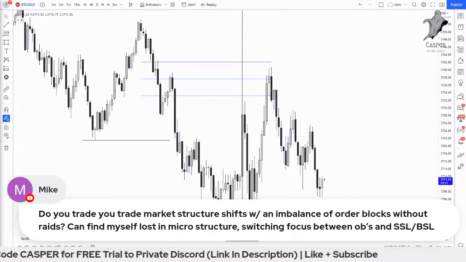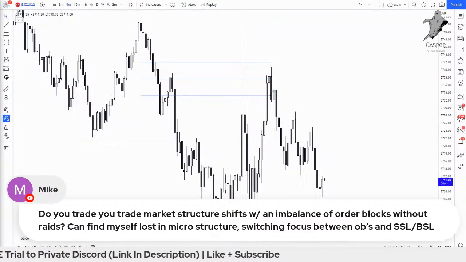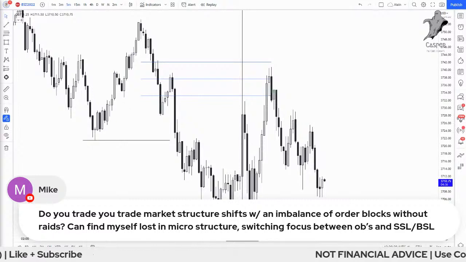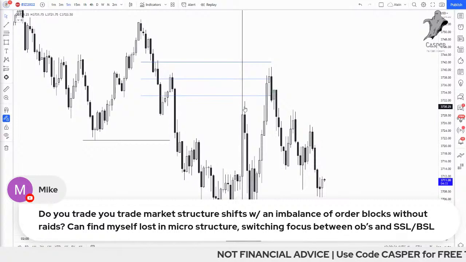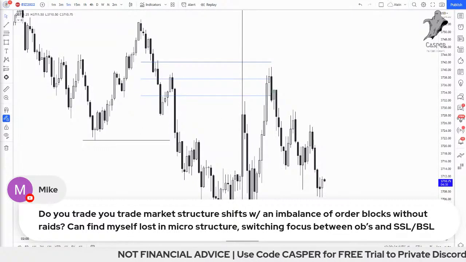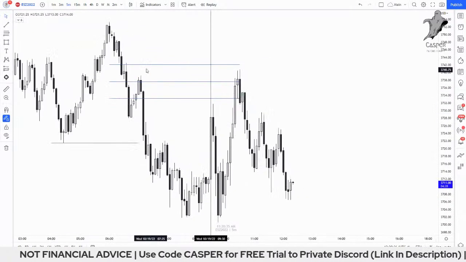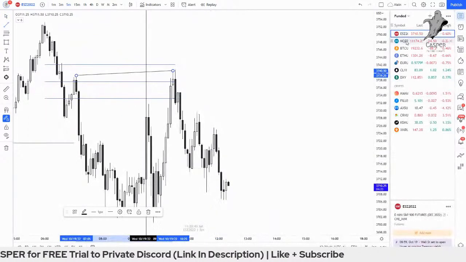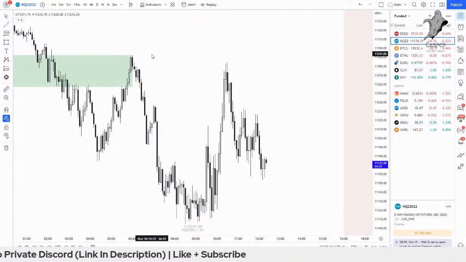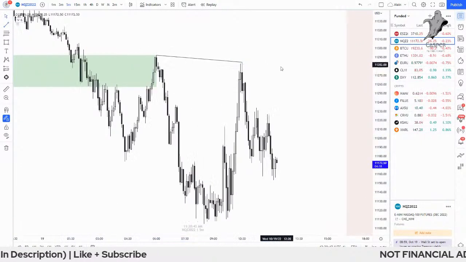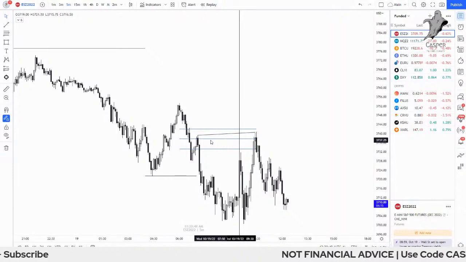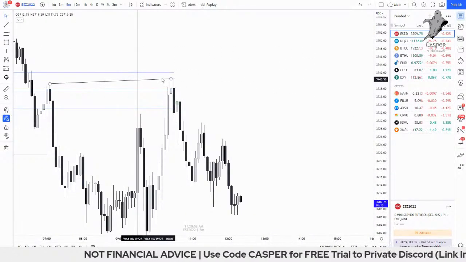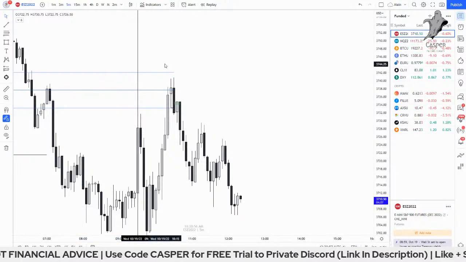Do I trade market structure shifts with an imbalance of order blocks without raids? You can find yourself lost in microstructure, switching focus between order blocks and sell side and buy side liquidity. I don't trade anything without a raid. Another thing I wanted to go over: on this trade right here, you had a raid, but there was also SMT divergence with Nasdaq. See how we didn't make a higher high on Nasdaq, but we did on the ES. That would show signs that we are distributing. But to answer the question, I don't trade anything without a raid.